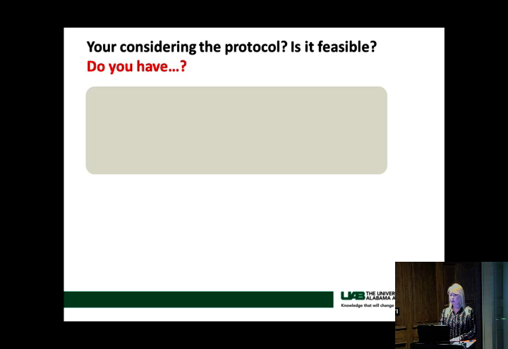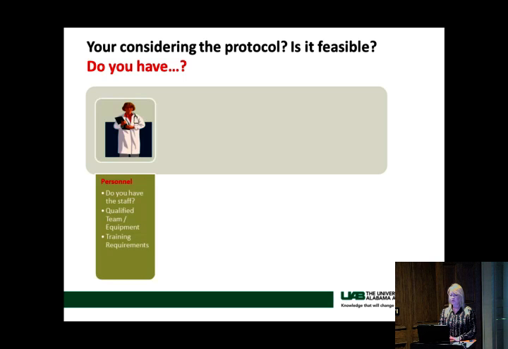So you're considering the protocol and you want to know if it's feasible. The first thing you want to look at is, do you have enough staff? And are they qualified? And as we've mentioned before, most of us need some kind of equipment, whether it's a CT scan, an EKG, an MRI. We need to make sure we have the facilities and the equipment in order to do our study. And what are the training requirements? Training is very, very critical, and documenting that training and understanding that the team knows what they're doing.